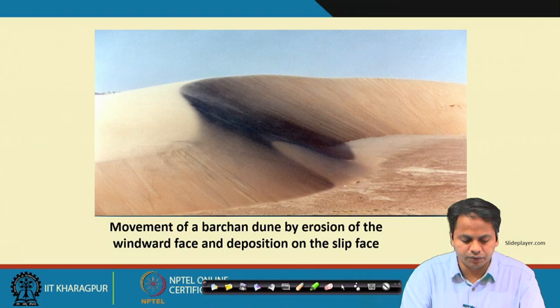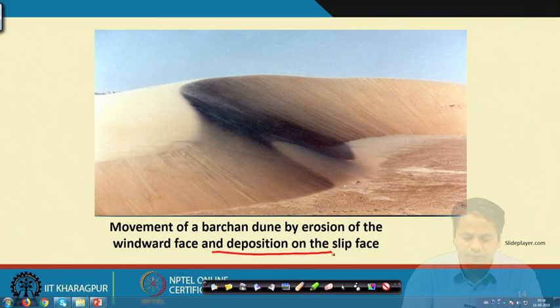So here we can see movement of a Barchan dune by erosion of the windward face and deposition on the slip face. So on the slip face there is deposition, and on the windward side the erosion is taking place.